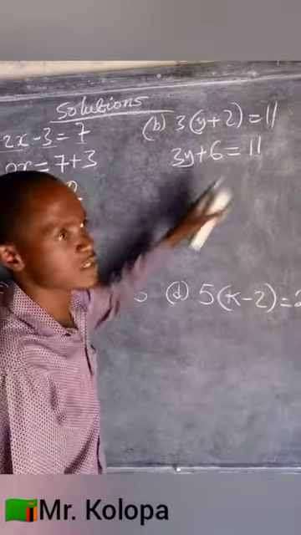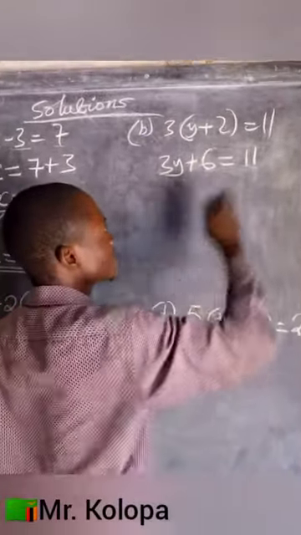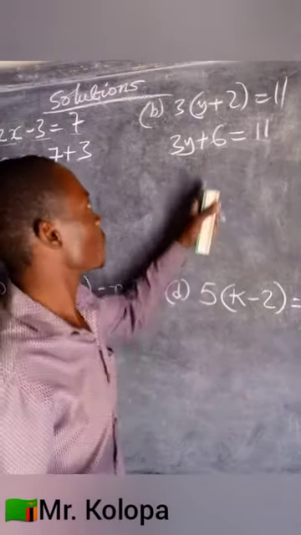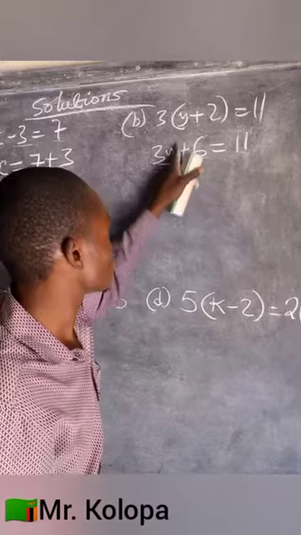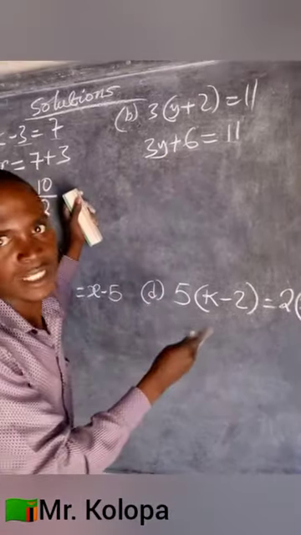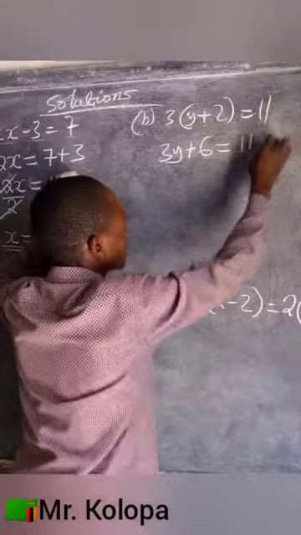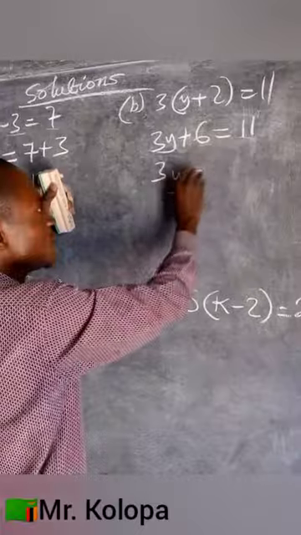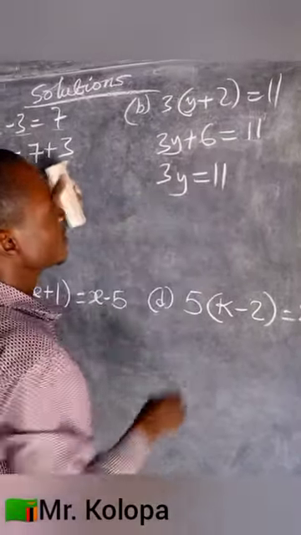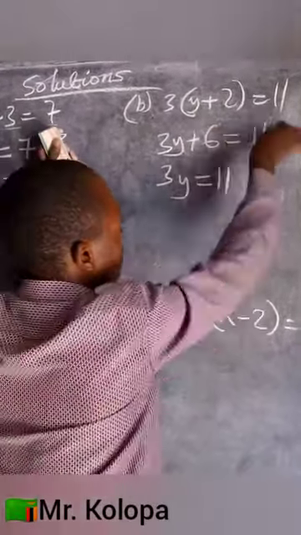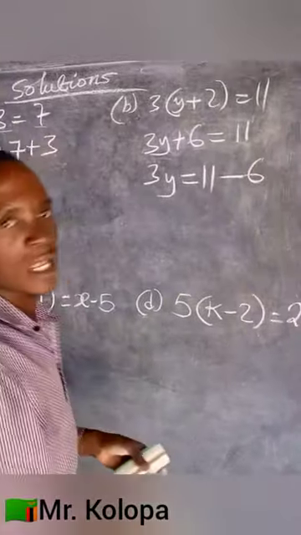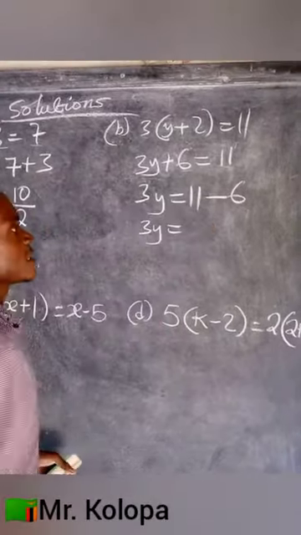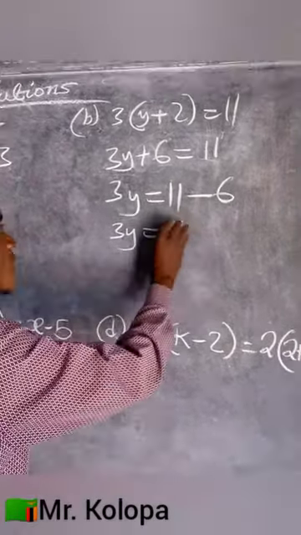So what are the like terms there? You can see that the positive 6 and the positive 11, they are numbers, no variables. So they are like terms. So what are you supposed to do? You are supposed to take this 6 so that this 3y will remain on the left hand side. You take the 6 to the other side so that it will change the sign. So this is 3y equals 11, then the 6 being positive, coming to the other side, changes the sign and becomes negative 6. So 3y is equal to 11 minus 6. We are going to get 5.